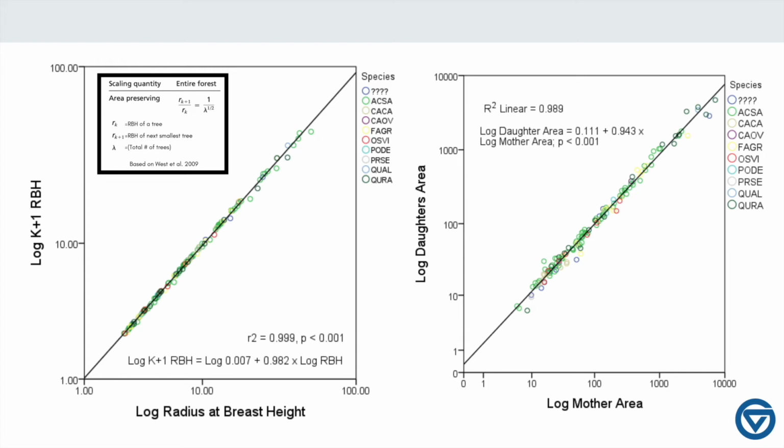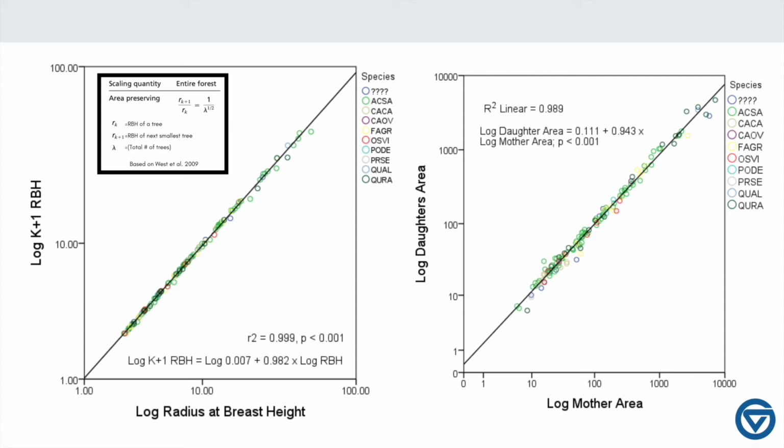But both of them are based off of radius measurements. The one on the left being measurements I physically took at breast height, and the one on the right, the log mother area, being measurements taken from node photographs. But it's similar measurements there, radii, based off of diameters, and it's looking at a similar principle of this area preservation at a point of going from a bigger thing to a smaller thing, a different level of the hierarchy. So these are actually analogous to each other.